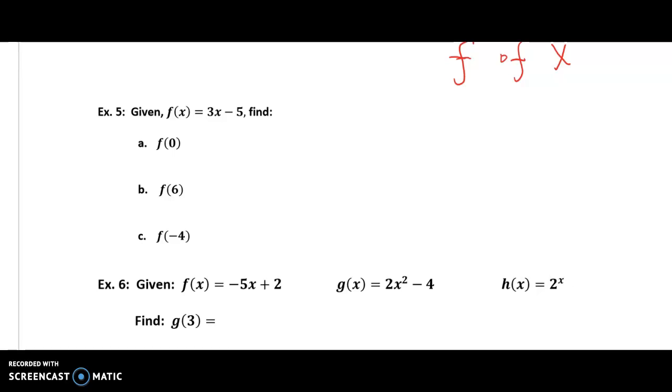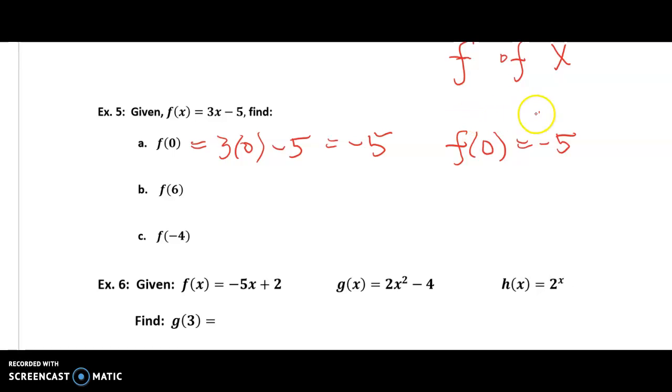F of 0 means we're going to go to our function and plug 0 in for x. Wherever x is, we plug in 0 for x. Then we're going to go ahead and evaluate. When we follow the order of operations, we get -5. Now what we need to do is pair up our function notation with this output value. F of 0 equals -5.